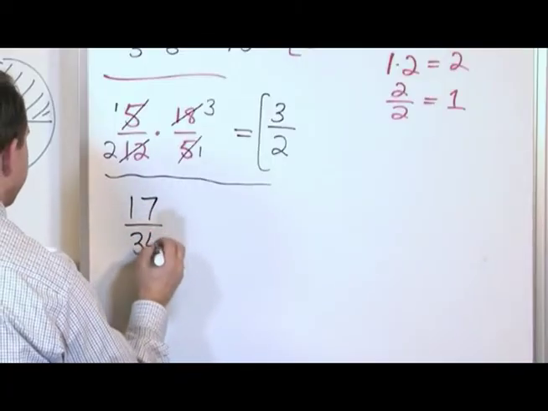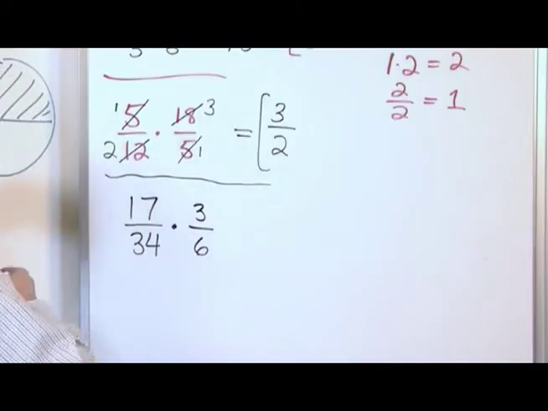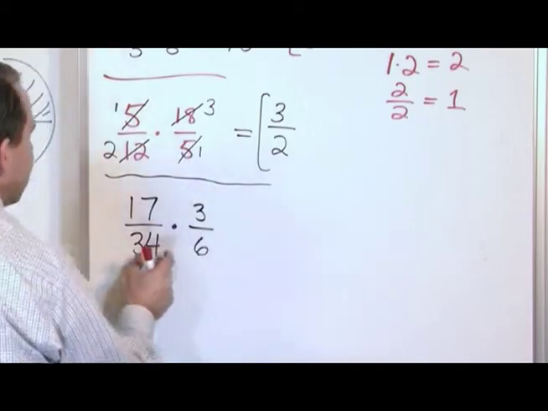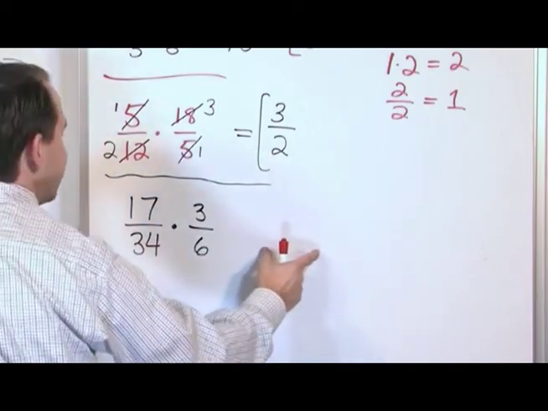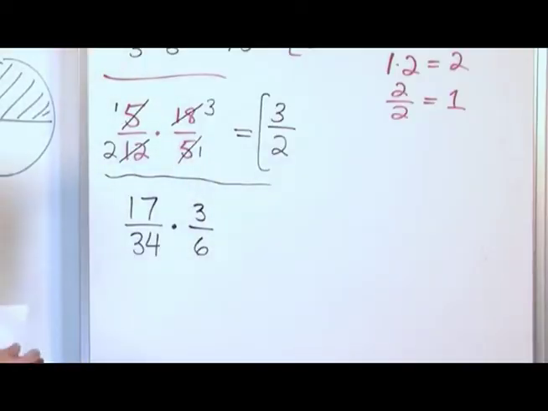What if I had 17/34 multiplied by 3/6? Okay? So again, I could take 17 times 3 and get a numerator. I could take 34 times 6 and get a denominator, but I'm going to have huge numbers and then I'll have to simplify this huge fraction. Much easier to look and see if I can pre-simplify it.